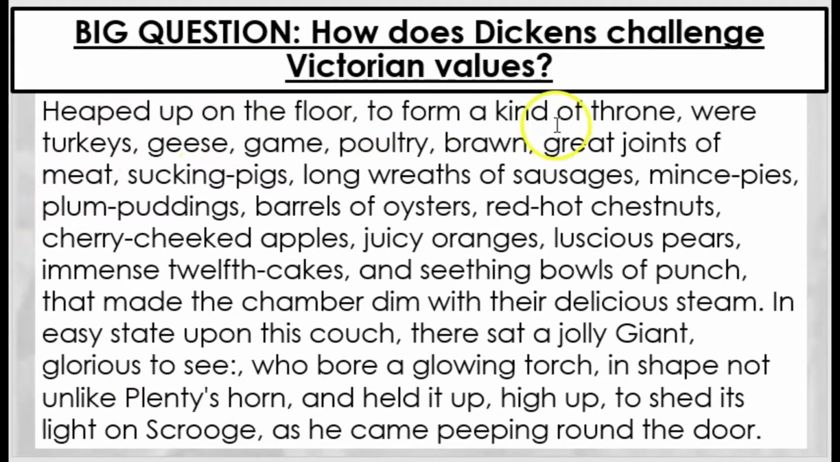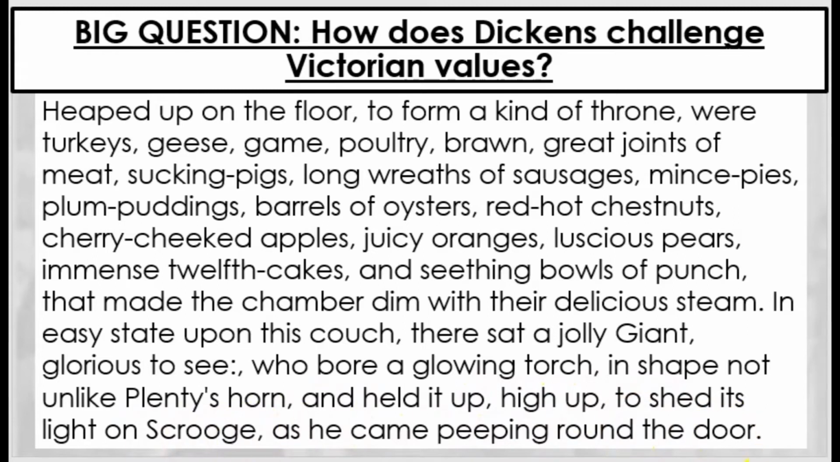Heaped up on the floor, to form a kind of throne, were turkeys, geese, game, poultry, brawn, great joints of meat, sucking pigs, long wreaths of sausages, mince pies, plum puddings, barrels of oysters, red-hot chestnuts, cherry-cheeked apples, juicy oranges, luscious pears, immense twelfth cakes, and seething bowls of punch that made the chamber dim with their delicious steam. In easy state upon this couch, there sat a jolly giant, glorious to see, who bore a glowing torch in shape not unlike Plenty's horn, and held it up, high up, to shed its light on Scrooge as he came peeping round the door.